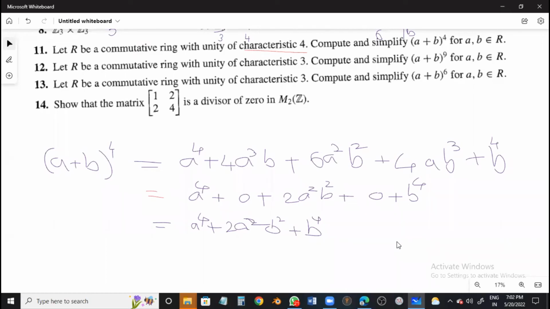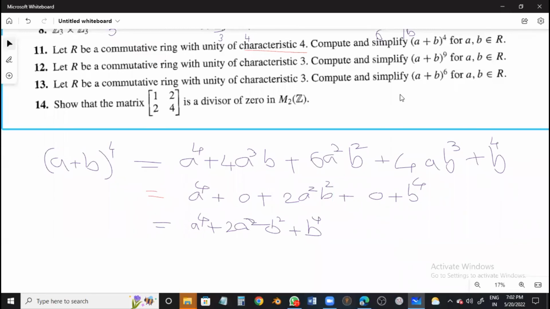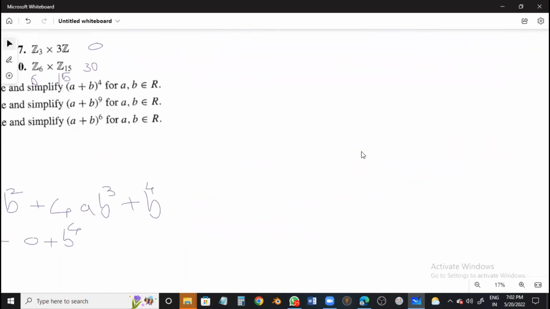Are you getting my point? Okay. I would like to deal with this and then I'll stop. (a + b) raised to 9, and the characteristic given is 3. So let us go with the Pascal's triangle.